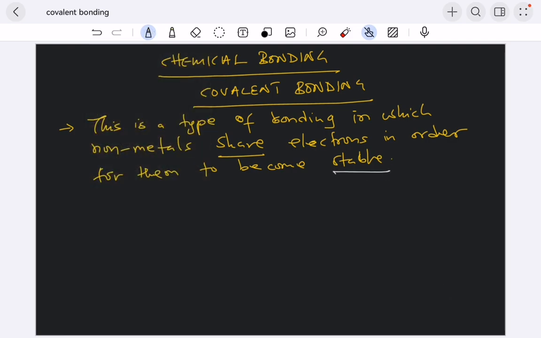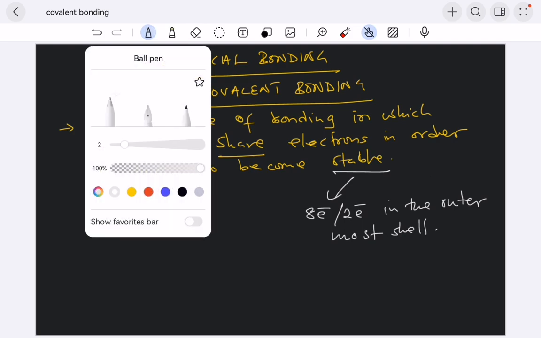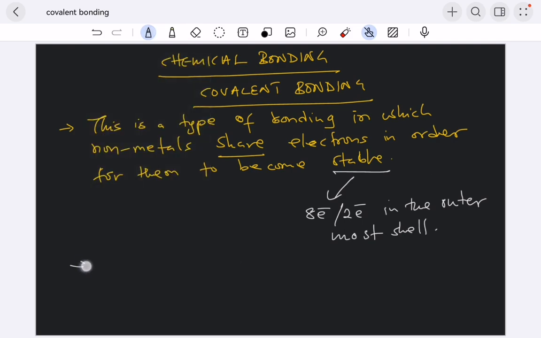And what does stability mean? So stability means having 8 or 2 electrons in the outermost shell. So what is so special about this type of bonding is that it only involves nonmetals.